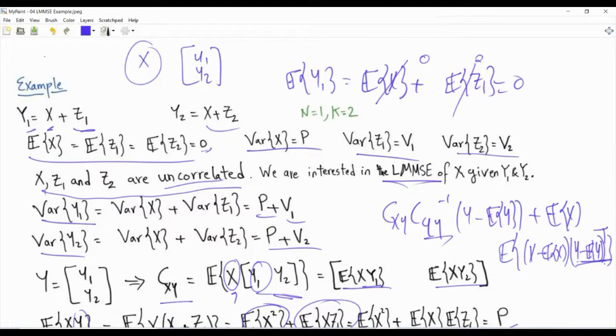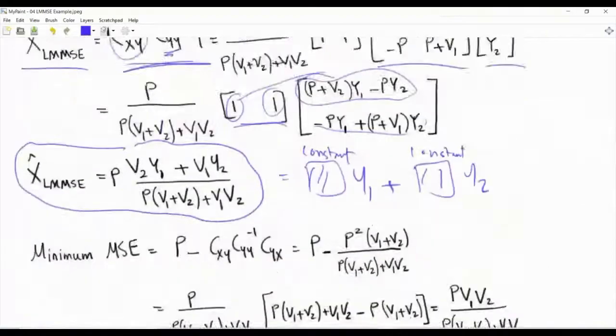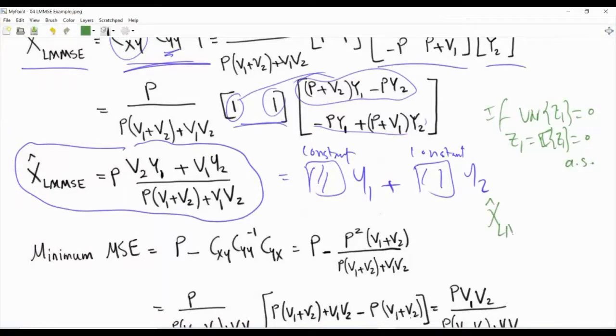What if Z1 equals 0 almost surely? What if the variance of Z1 is 0? Okay, so let's do this. If the variance of Z1 is equal to 0, then Z1 is equal to the expected value of Z1, which is 0, almost surely. So what will be the estimator? Let's see what the estimator will be.